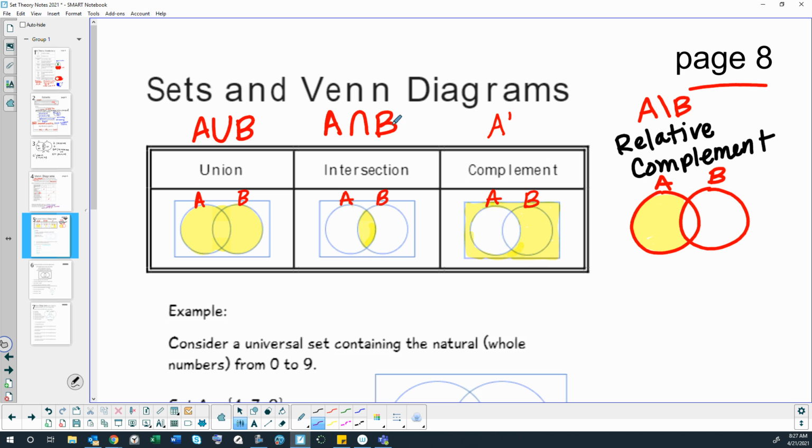If I have a set A intersection B, that would be just where the two sets intersect, so just the overlap. If I had something like A complement, what's not in A, notice how everything in set A I have left empty, and I've colored everything else in set B and around that. And then for the relative complement, that's just the part in set A that's not in the overlap with set B.